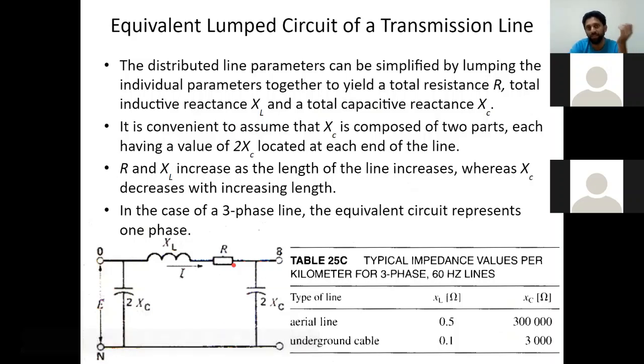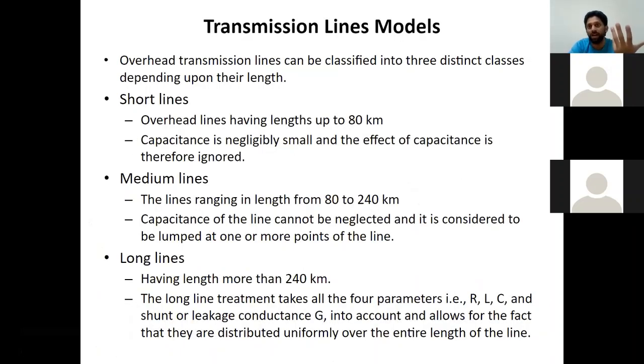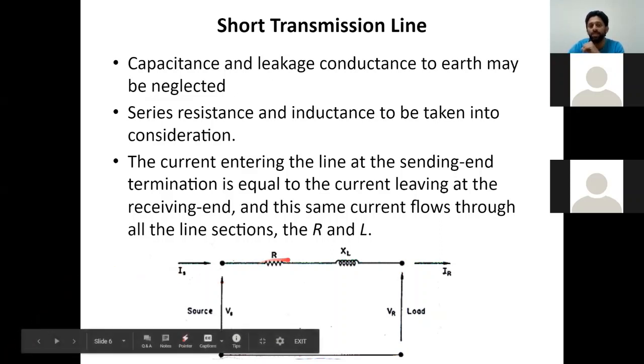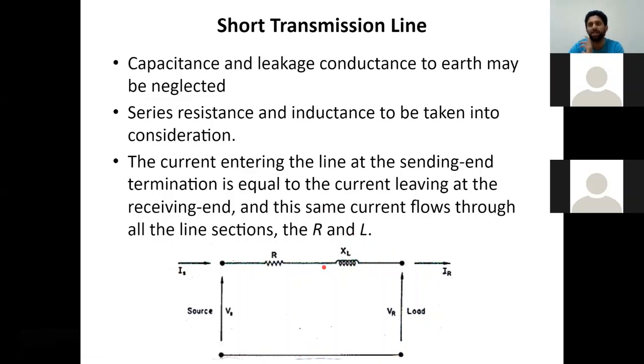in parallel. So to decide these parameters, transmission lines are divided into three categories: short line, medium line, and long line. Short line is less than 80 kilometers, from 80 to 240 is a medium line, and more than 240 kilometers is a long line. For a short transmission line, since the length is less, the effect of the capacitance and leakage will be less, so we can neglect it. We consider only a series resistance and an inductive reactance. No parallel capacitance. Capacitance comes into effect if the length is more.